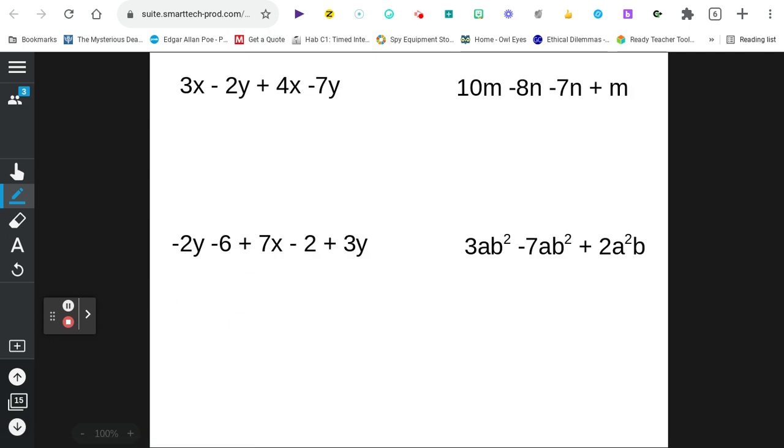Okay, let's take a look at 4 more examples. All I'm going to do is simplify these. I'm going to give you a minute. Pause the video and write all 4 down and leave some space. Then unpause it and we'll get started.